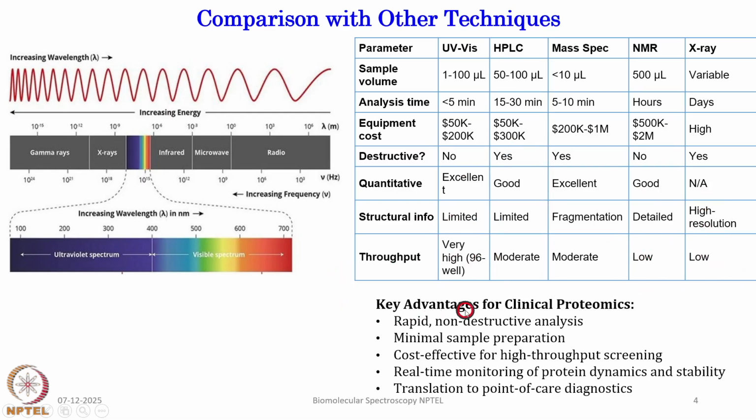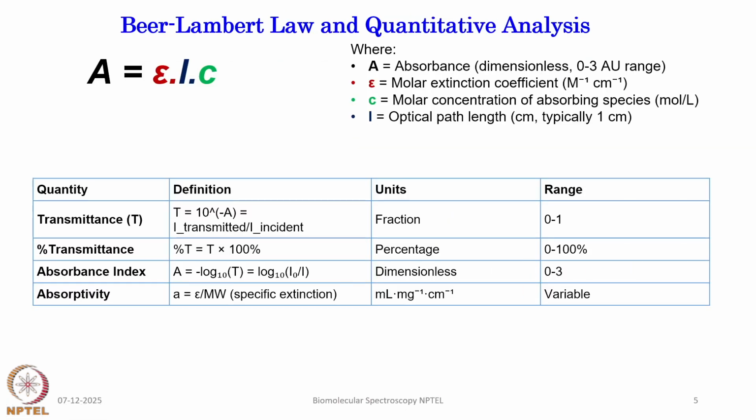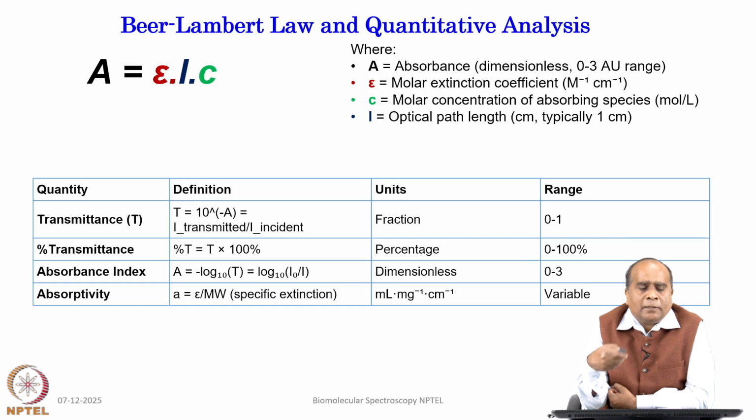So, key advantages for clinical proteomics or clinical application: it is a rapid technique, non-destructive analysis, you require really minimum sample preparation, it is cost effective and high throughput, and in real time you can monitor protein dynamics and stability, and you can use this for point of care diagnostics, and translation can be done for point of care diagnostics, right. So, that is the good part of UV visible, that compared to other techniques it is fast, needs low concentration, is cheaper and quantitative, but the information that you get is limited.